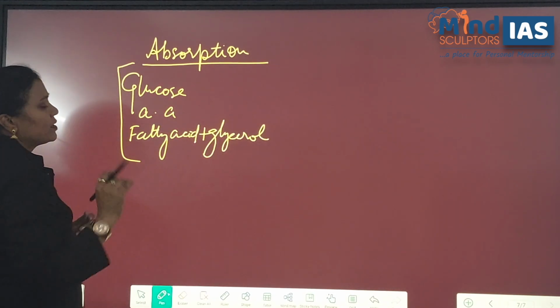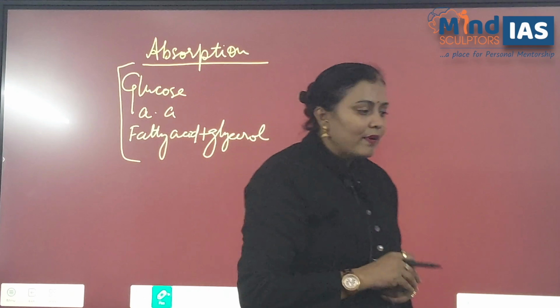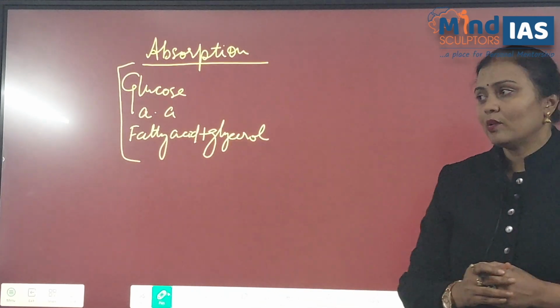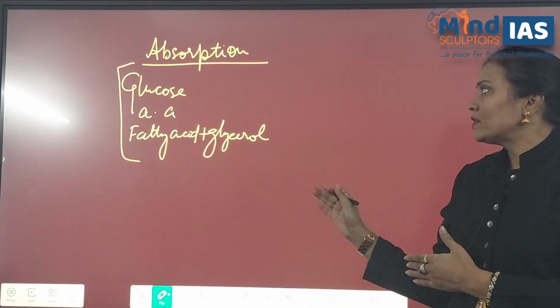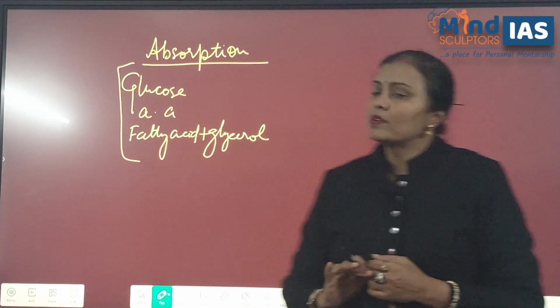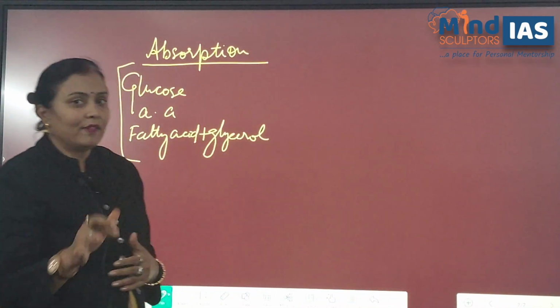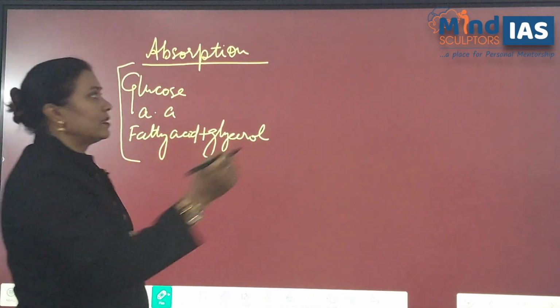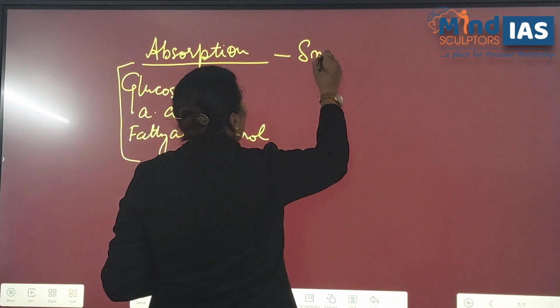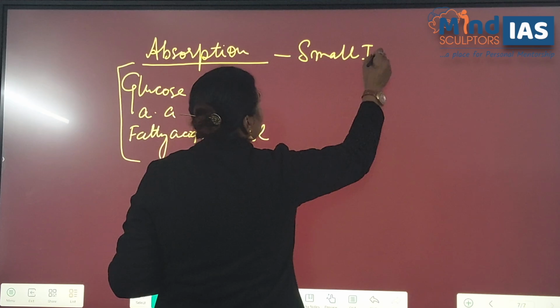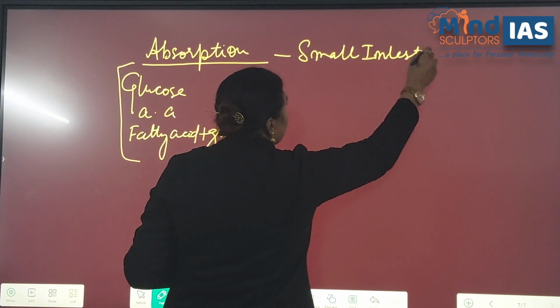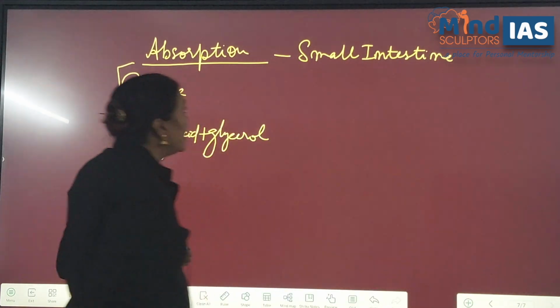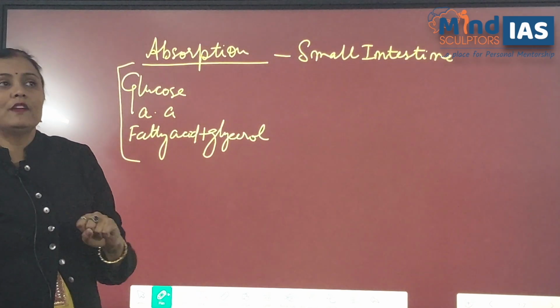Once the process of digestion is complete, why are we taking food? To get energy. In the process of digestion, food changes into simpler forms, but after that what will they do? They will be absorbed. In which place? The small intestine only. The process of absorption will take place in the small intestine only.